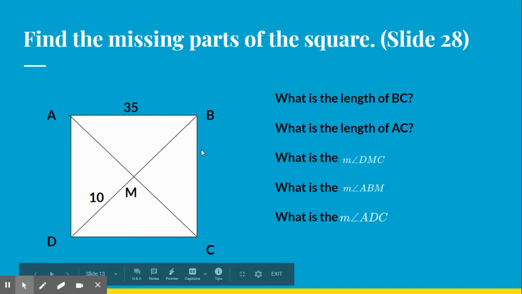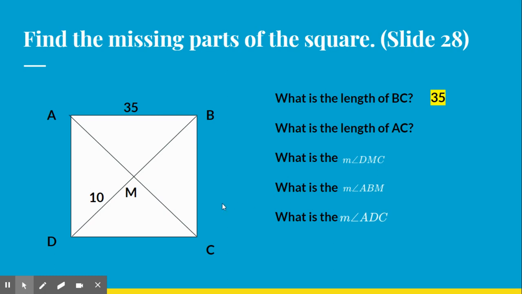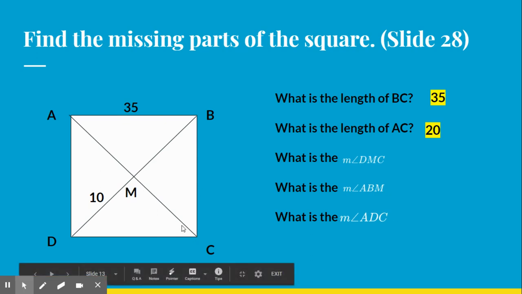What is the length of BC? Well, if this side is 35 and all the sides have to be the same, then this side has to also be 35. What is the length of AC? Now, this is the diagonal. I already clicked up the answer. So I know diagonals bisect each other. So if this half is 10, this other half has to be 10. And the entire length is 20. And since the diagonals are congruent, if this is 20, the other one has to be 20.